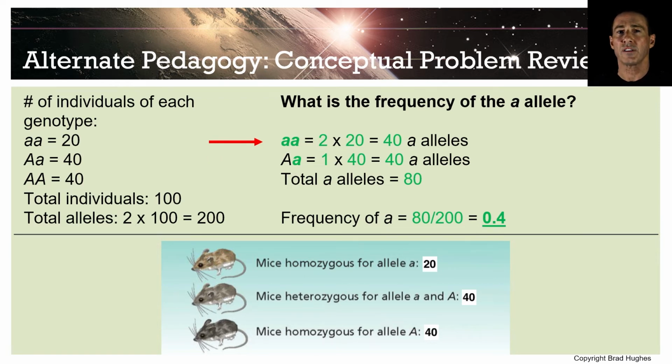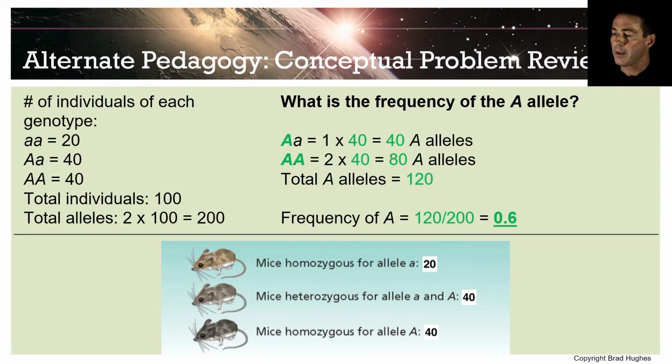Each homozygous small a individual has 2 small a alleles, so there are 2 times 20 equals 40 from the homozygotes. Each heterozygous big A small a individual has 1 small a allele, so there are 1 times 40 small a alleles from the heterozygotes. Therefore, the total number of small a alleles present in the overall population is 80. The frequency of the small a allele is then 80 divided by 200 equaling 0.4. The frequency of the big A allele can be calculated in the same way as the little a allele.